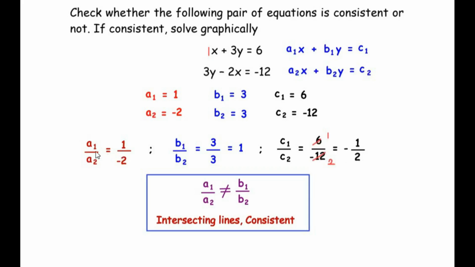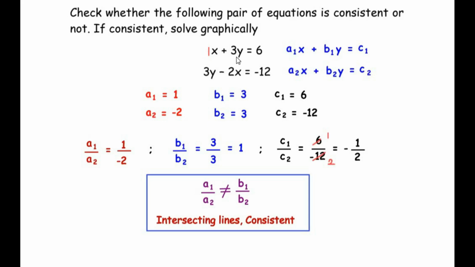Now here we can see that a1 over a2, this fraction is not equal to b1 over b2. So here we have a1 over a2 as negative 1 over 2 and b1 over b2 as 1. So this condition represents intersecting lines or consistent lines. So now since we have got the equations as consistent, we have to solve these two equations by using a graph to find out the value of x and y.